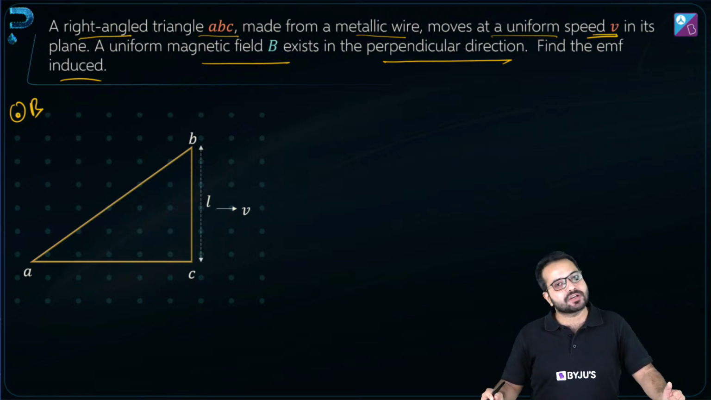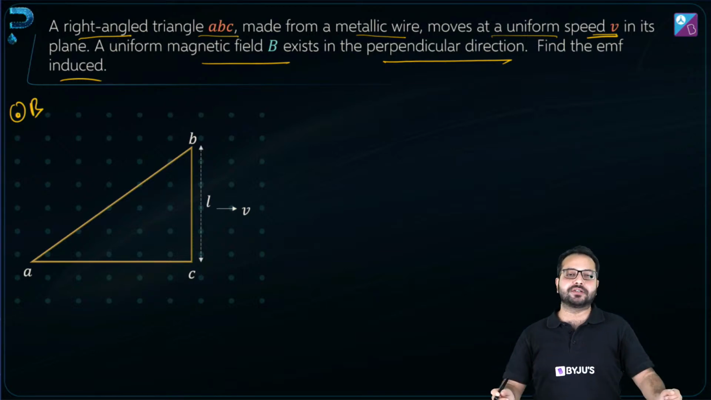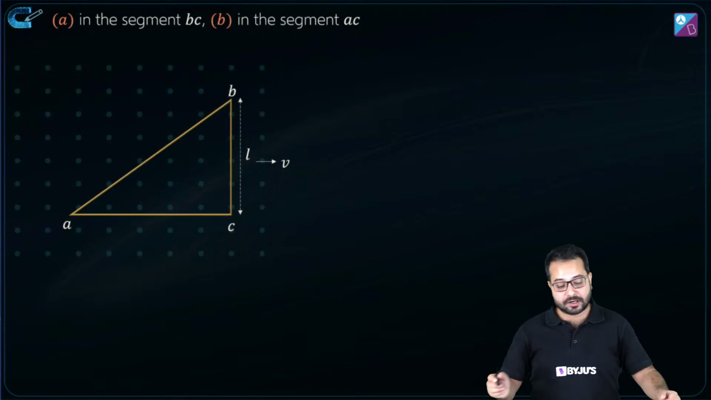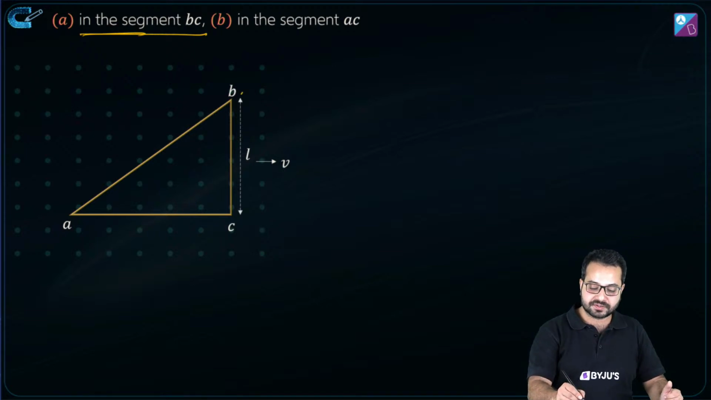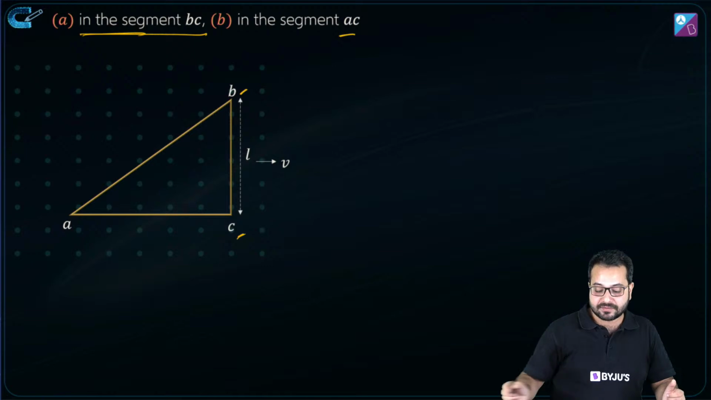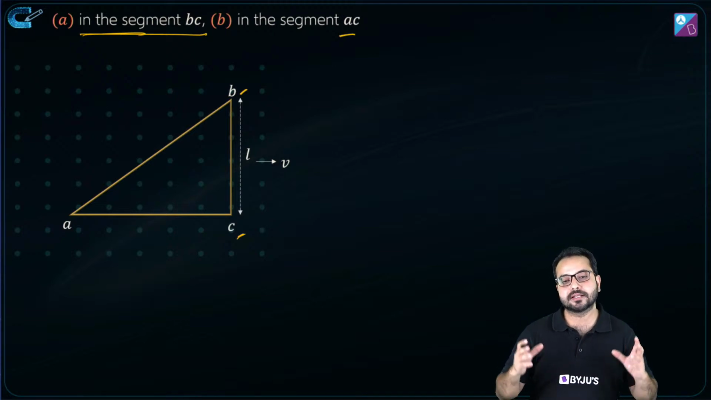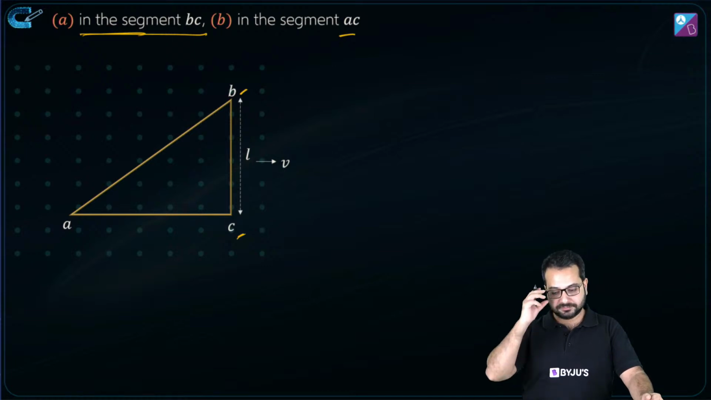Is the question clear? Now I'm going to tell you where we have to find the EMF induced, but is the situation clear? The first thing we have to find out is the EMF induced in the segment BC. This is the segment BC. We have to find the EMF induced in this segment BC, and then the EMF induced in this segment AC. Now you tell me what is the fundamental concept behind this question. What is it that we are going to use over here?